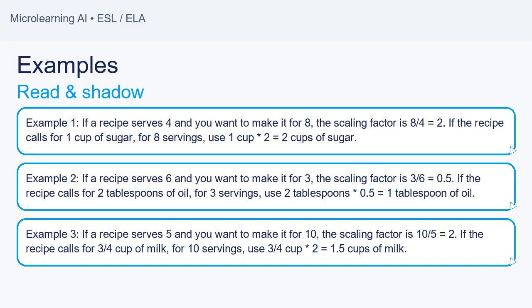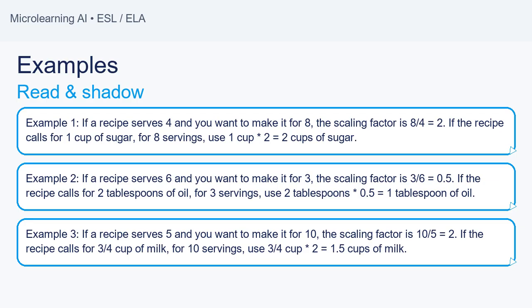Repeat after me. Example 1. If a recipe serves 4 and you want to make it for 8, the scaling factor is 8 divided by 4 equals 2. If the recipe calls for 1 cup of sugar for 8 servings, use 1 cup times 2 equals 2 cups of sugar.